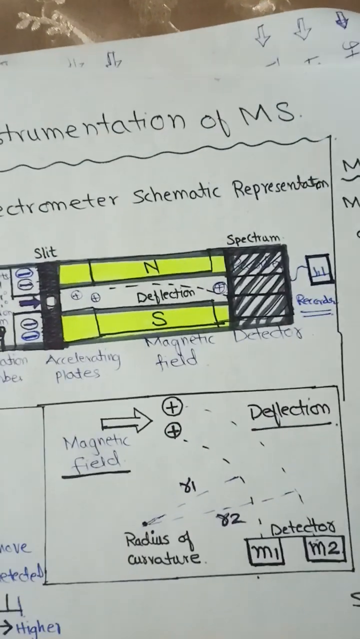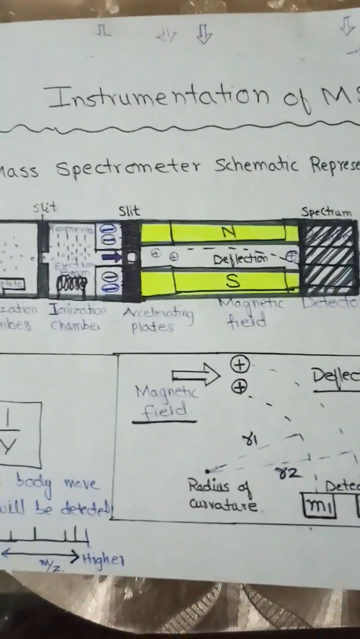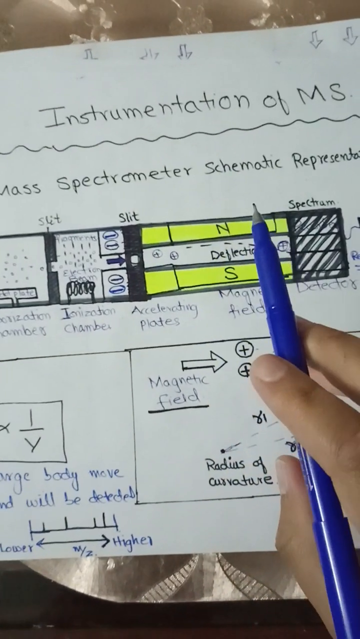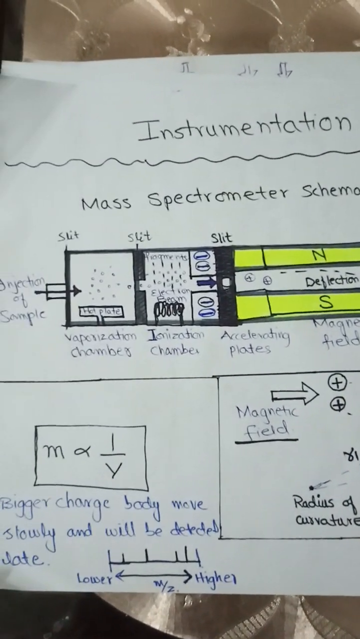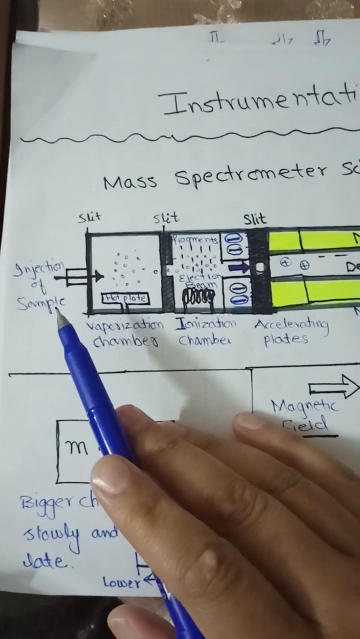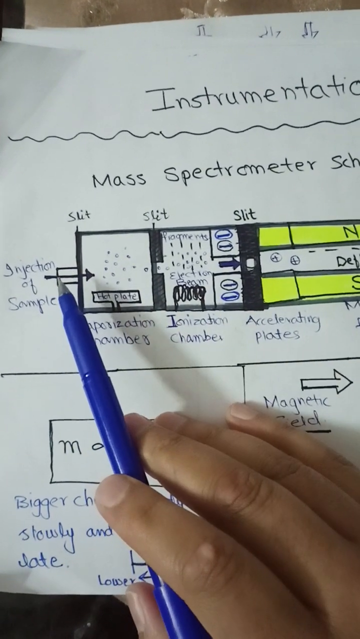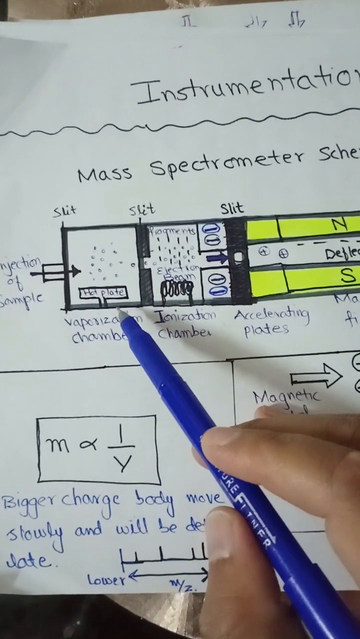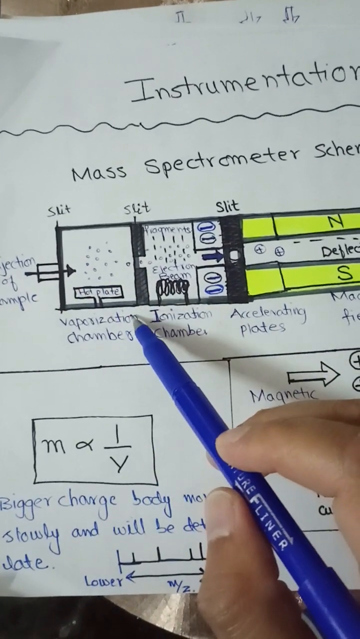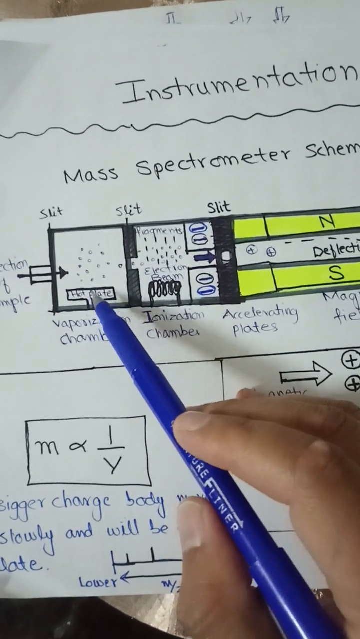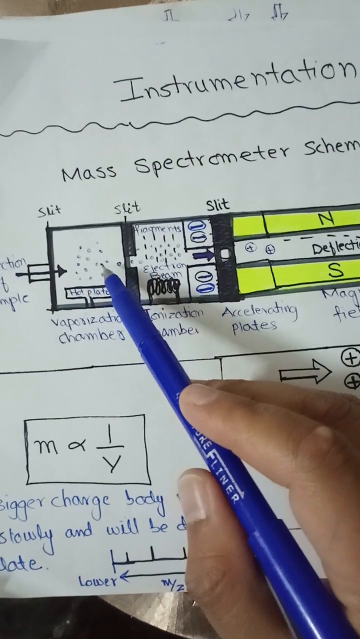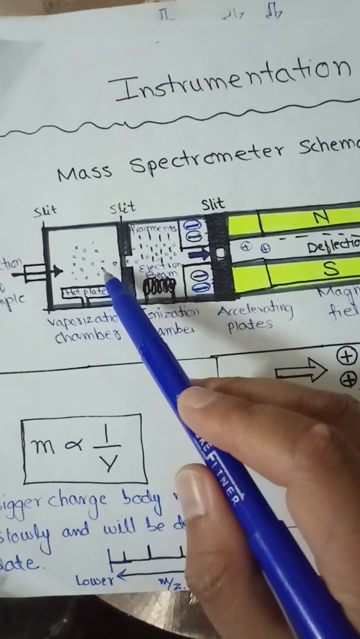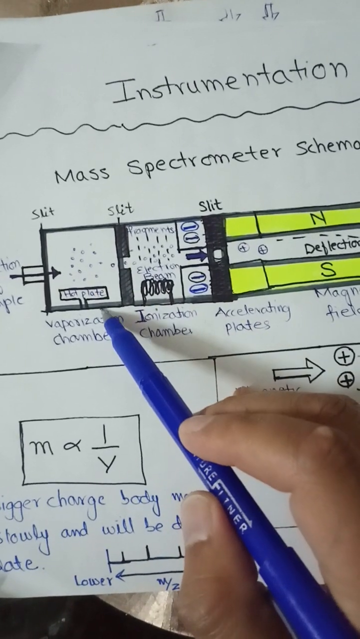Now, what is the instrumentation of mass spectrometry? If we look at the schematic representation of a mass spectrometer, here we have the point where the sample is injected. It is injected inside the vaporization chamber, where there is some source which causes vaporization of our molecules, such as a hot plate or some other methods which we can use.